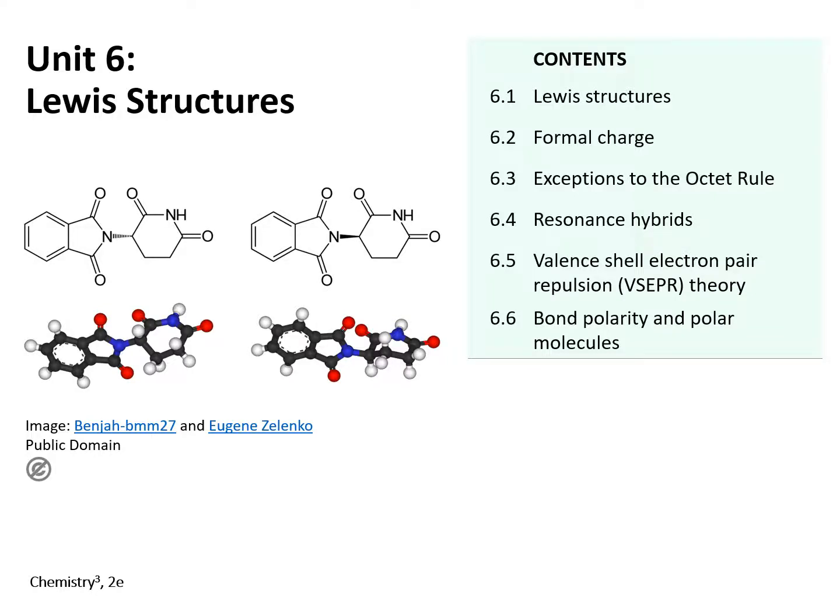It's all about the shape. In this unit, we will learn to draw Lewis structures, such as the ones we see here for the drug thalidomide, and use these to predict the three-dimensional shapes of molecules, as we see in the diagram below. Once we can predict the three-dimensional shapes, we can then use these to predict their physical and chemical properties.